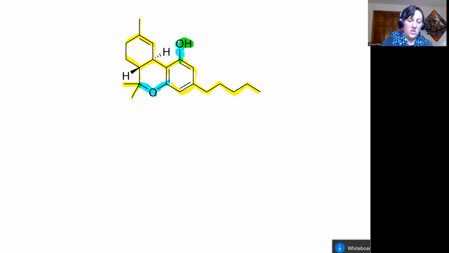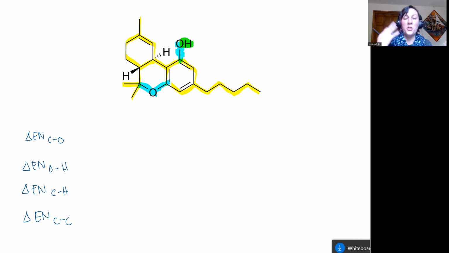So let's look at each of those separately. We're going to need to know the electronegativity difference between carbon and oxygen, between oxygen and hydrogen, between carbon and hydrogen, and between carbon and carbon. So I'm looking at the 4 different types of element combinations that we have in the molecule. So let's go through these. And some of these are familiar.